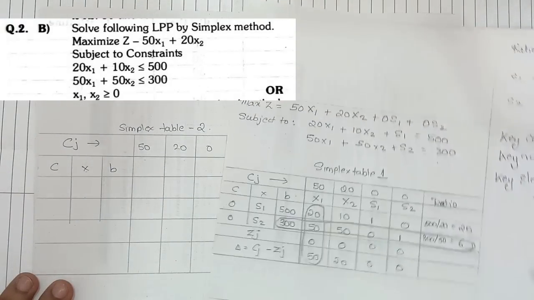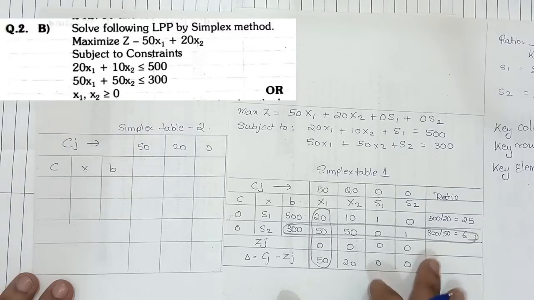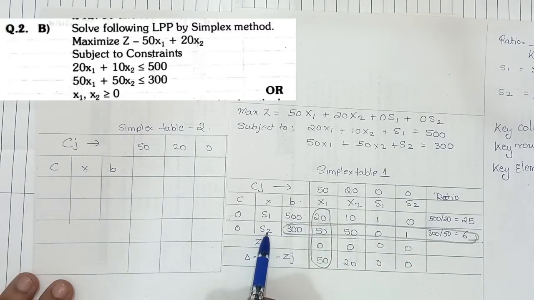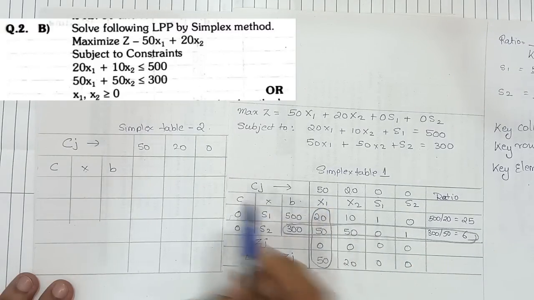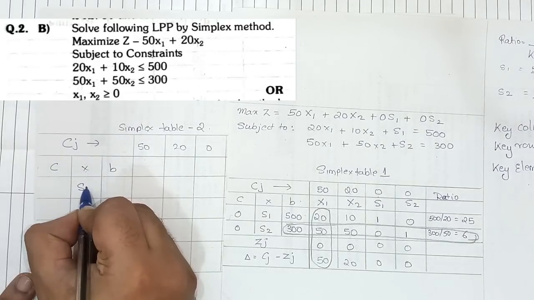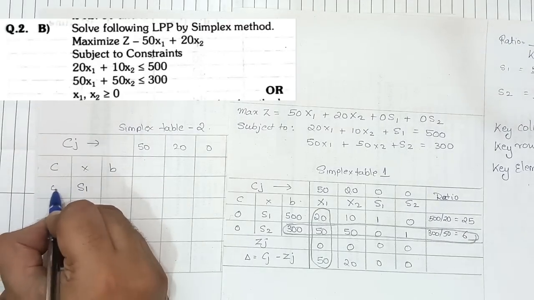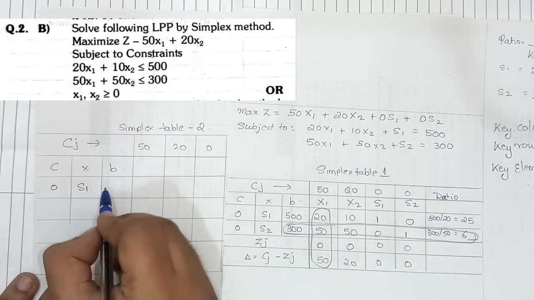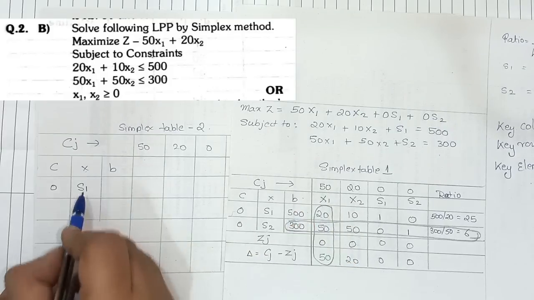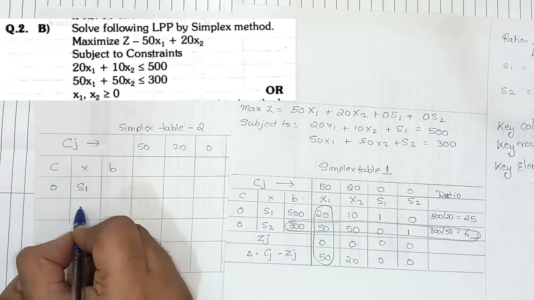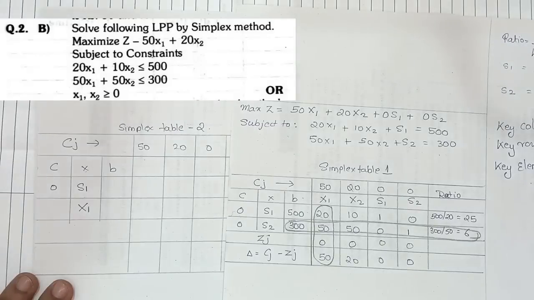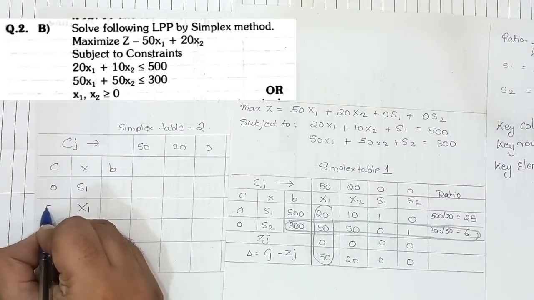Now look at this very carefully. I'll just compare the first table with the second table. Your S2 will now get replaced by X1. So for S1 there's no issue, so I'm writing it as it is. This was 0, so 0, S1, 500. But the values I will wait on now. I'll just write S1. For S2 it has been replaced by X1, and the element of X1, the key value, was 50. So we'll write this here as 50.